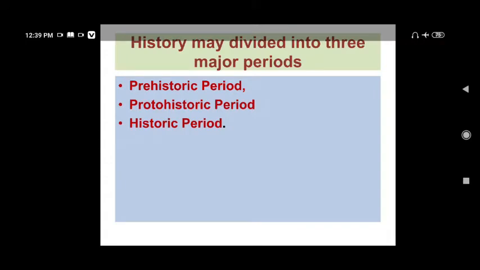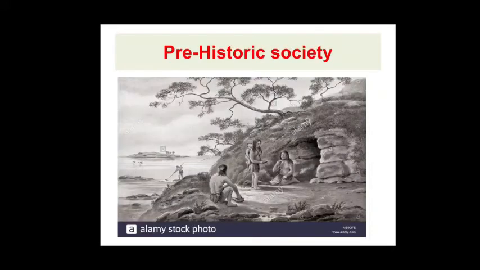Children, generally history may be divided into three major periods: prehistoric period, protohistoric period and historic period. Today we are learning the prehistoric period, but the other two periods are also there. In the history of human beings, the prehistoric period covers almost 99.9%, but the available evidence to study that age is not abundant.